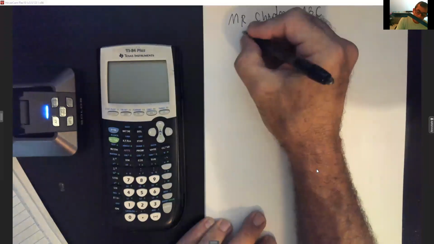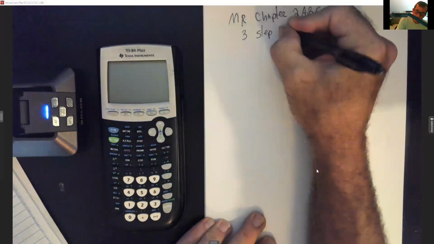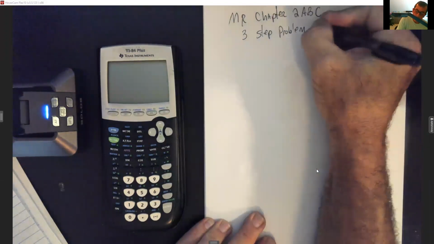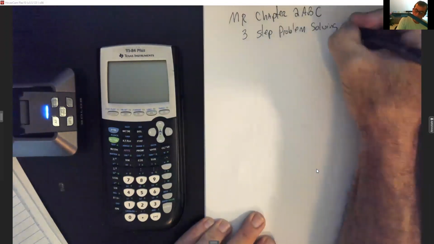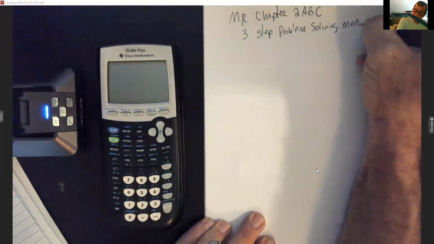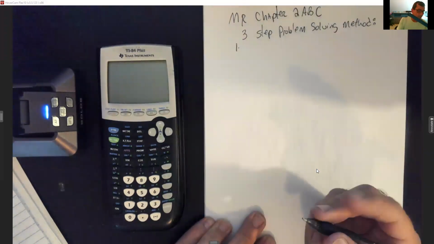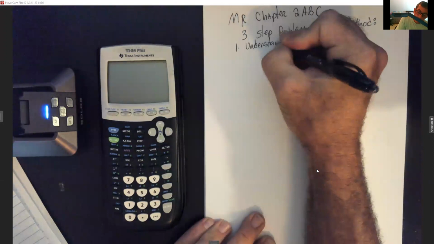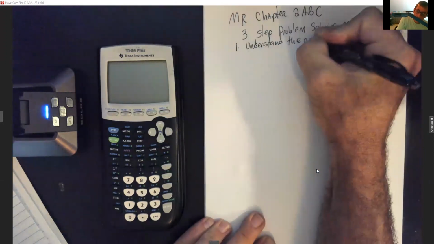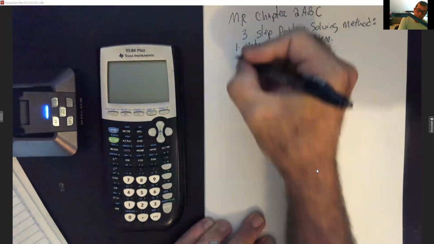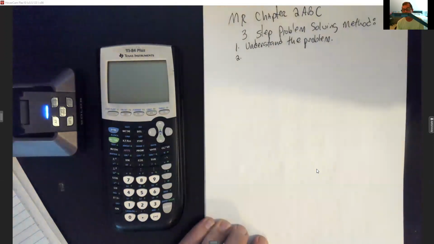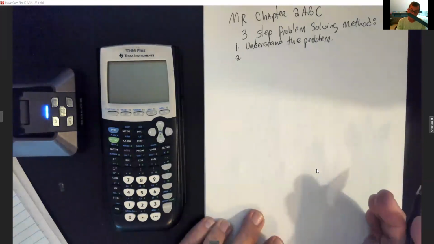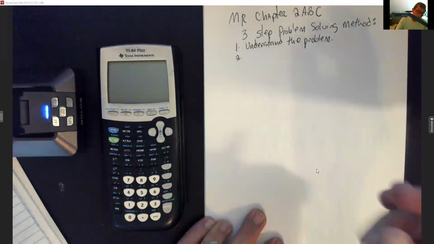So the first thing we show you is the three-step problem-solving method. Okay, so step number 1, understand the problem. What's the problem asking you to do? You know, what are they wanting me to do? What kind of units will I end up in when I'm done? Okay, what kind of units are they giving me when I start?